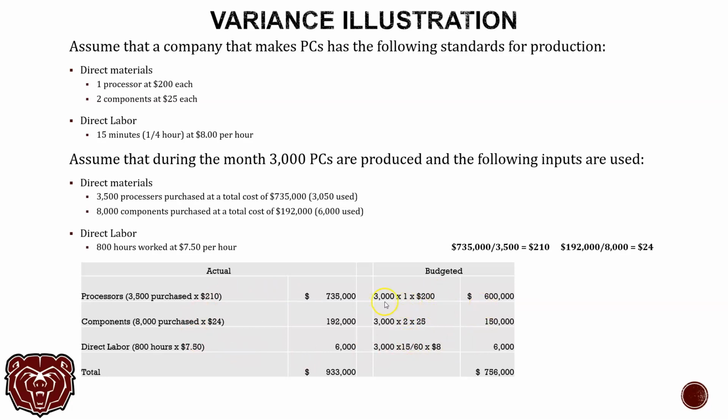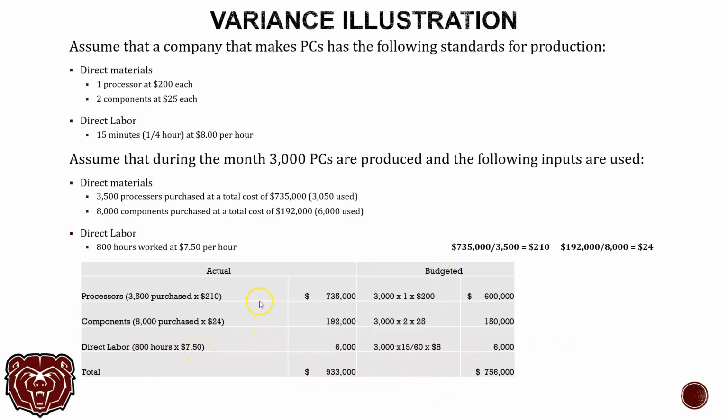3,000 units produced times one processor per unit times $200 per processor. We budgeted for $600,000 cost for processors. Same thing with components. 3,000 were used. We budgeted for 2. We budgeted those to be $25 a piece. That's $150,000 that we budgeted for. And then direct labor, finally, you'll see those match up.